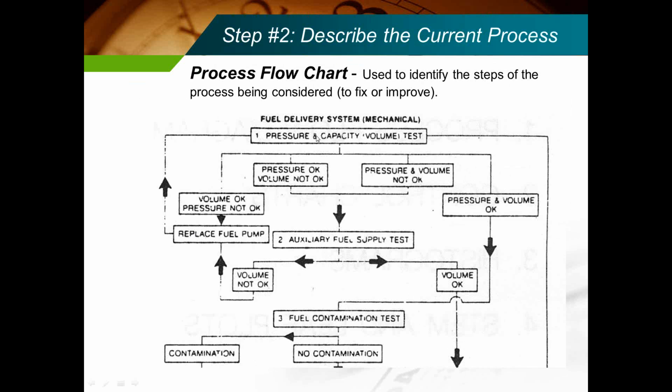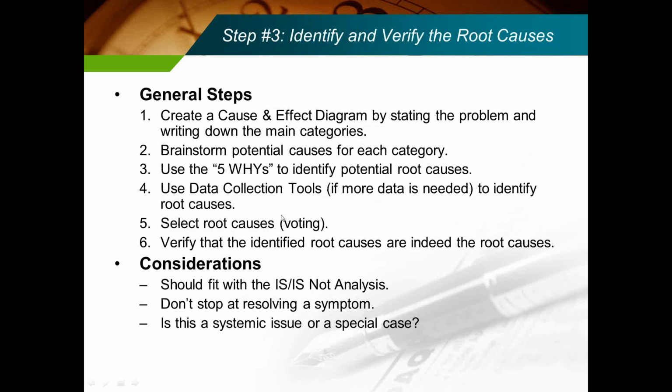Step 2 is describing the current process. So one way, and this is something that's very familiar for us IEs, is a process control chart. So you can use a process control chart to identify what the process is today, and again, that helps you to understand where there might be a problem.